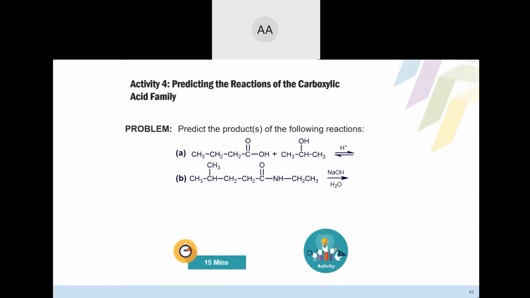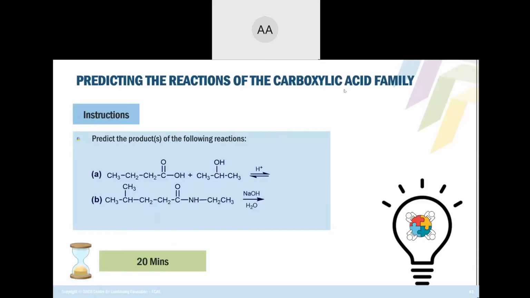Can you predict the reactions of the carboxylic acid family? Take 15 minutes and see how you do. So let's see if we can solve these predictions for the reactions of the carboxylic acid family. Give yourselves 20 minutes and see if you are able to solve these problems. Predict the products of the following reactions.